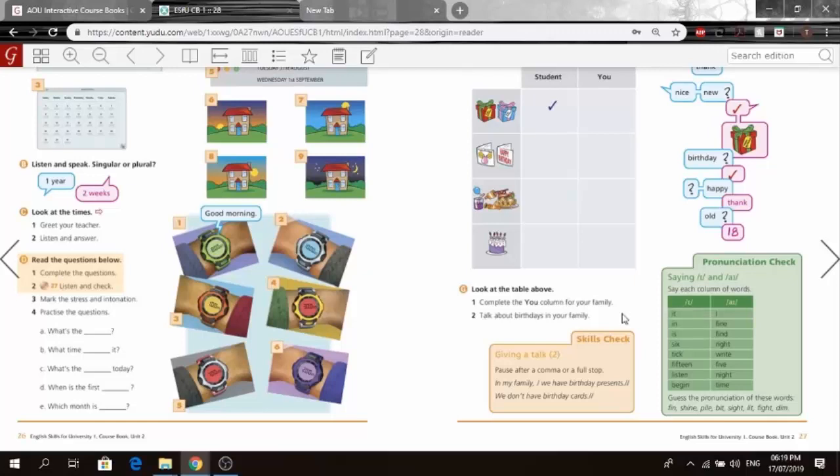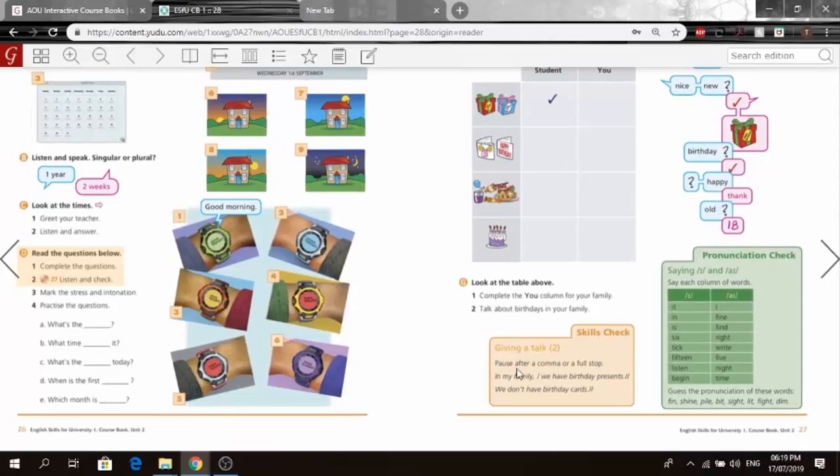Okay? So now skills check here, giving a talk, pause after a comma or a full stop. I'd like for you to, or not this, sorry, we already did the skills check. I'm sorry. So here, complete the you column for your family. We already did that. So talk about birthdays in your family. Just give me like 3 or 4 sentences about birthdays in your family. Do it on your own. Just take it slow, gather your thoughts, and try and say it, okay? With keeping in mind what we just said.